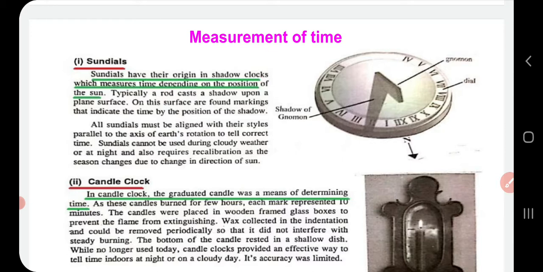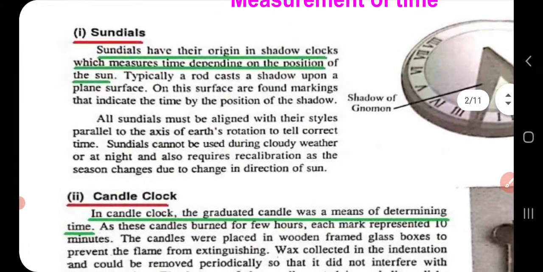Now let us read this paragraph. Sundials have their origin in shadow clocks, which measure time depending on the position of the sun. As I already said, this instrument measures time depending on the position of the shadow cast by the sun, just as the name indicates. Here a rod casts a shadow upon a plane surface, and on this surface there are markings related to time, and it will point out the time by judging the position of the shadow.